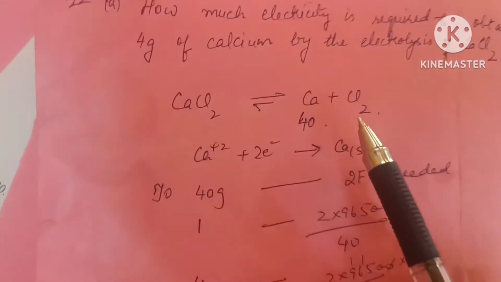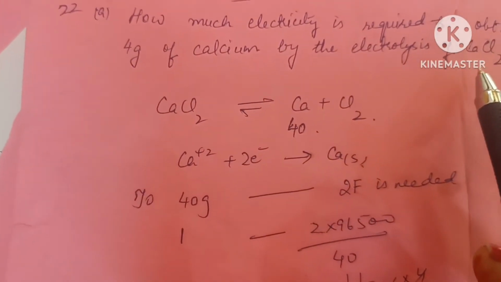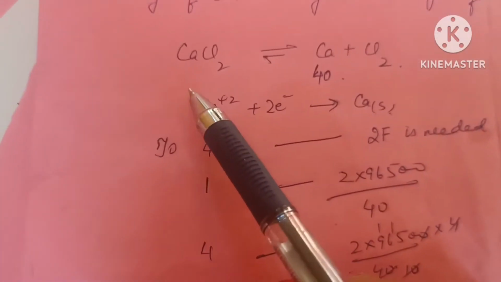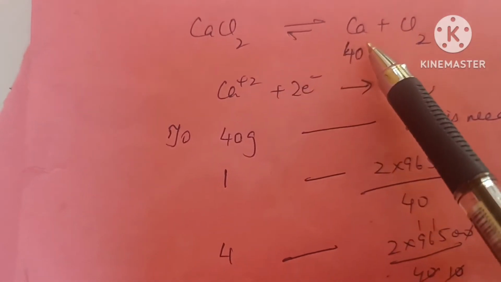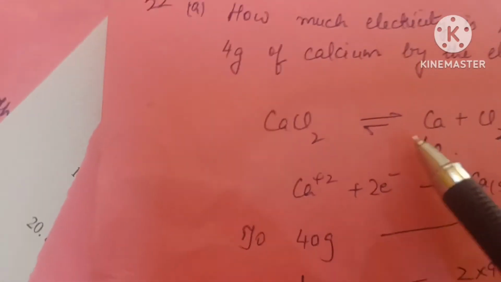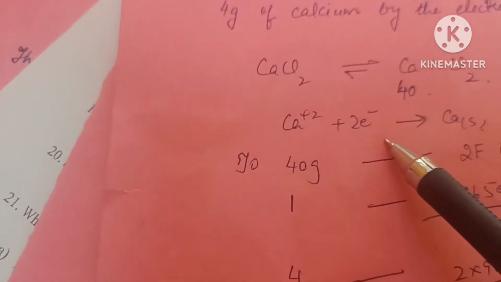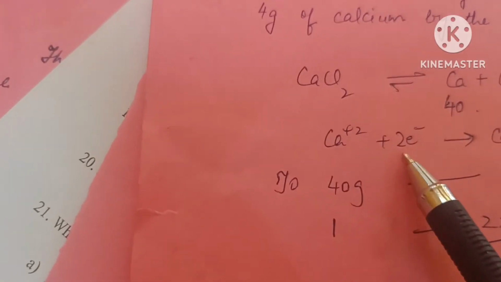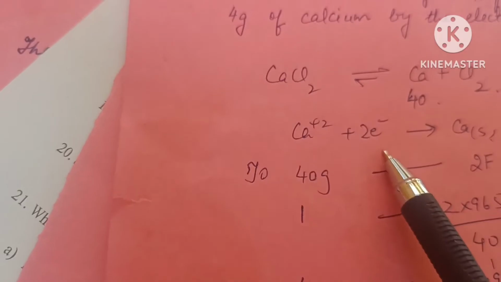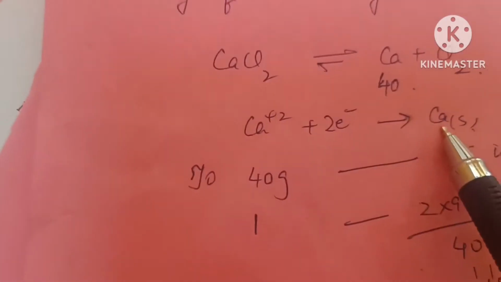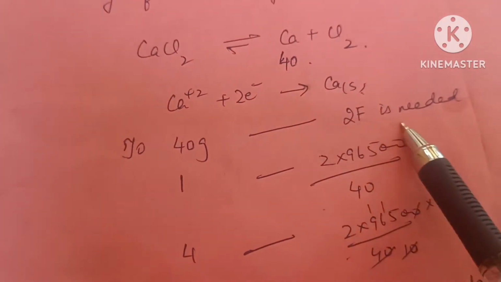How much electricity is required to obtain 4 gram of calcium by the electrolysis of calcium chloride? So reaction is calcium chloride will get electrolyzed to produce calcium and chlorine. 1 mole of calcium is 40 grams. And to produce 1 mole, we need 2 moles of electrons. Charge carried by 1 mole of electrons is 1 Faraday. So charge carried by 2 moles of electrons will be 2 Faraday. So to produce 1 mole, that is 40 gram of calcium, 2 Faraday charge is needed.